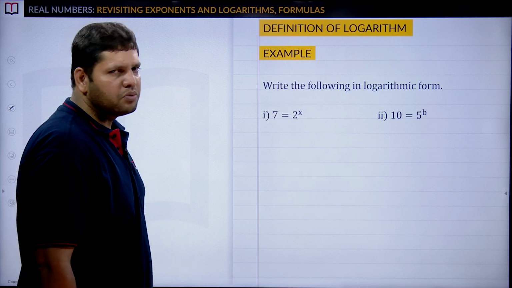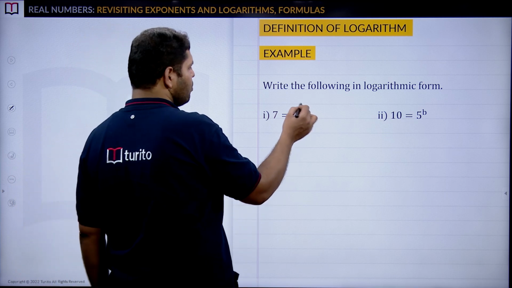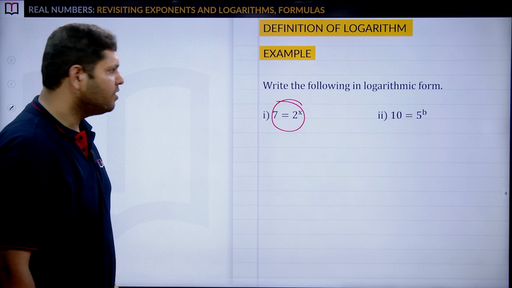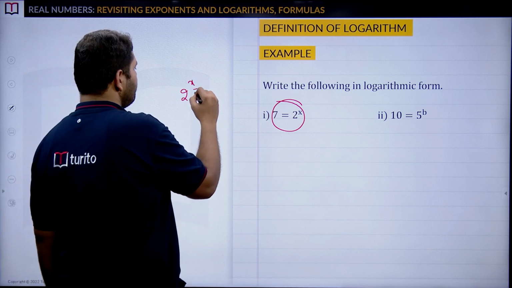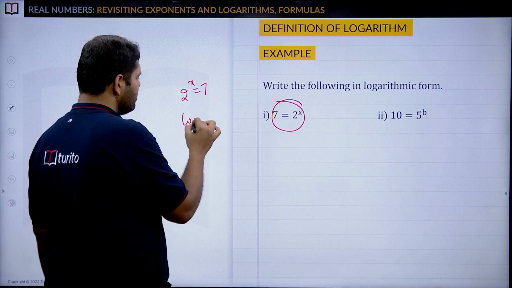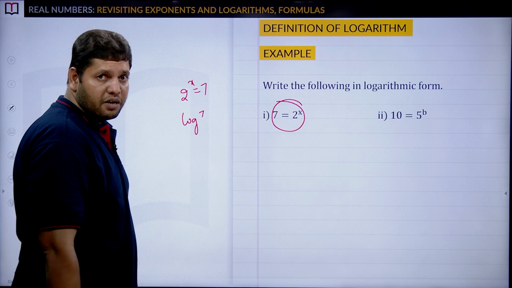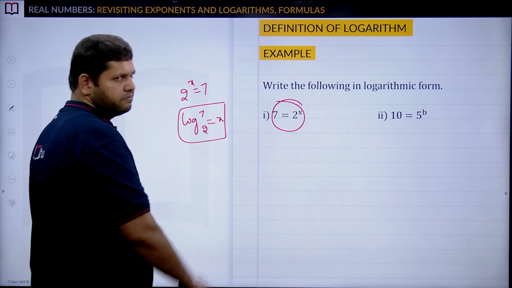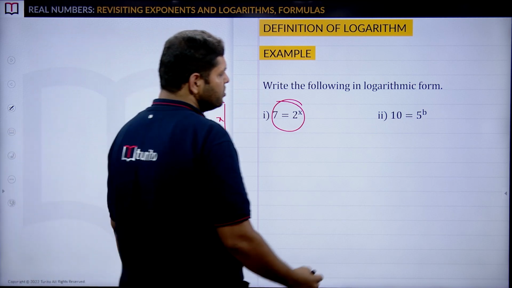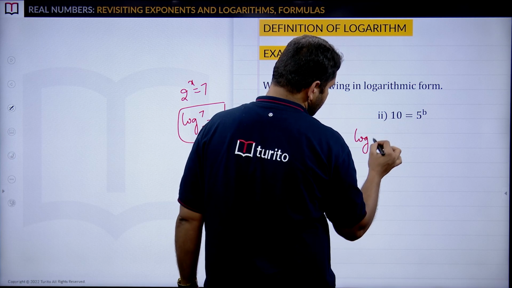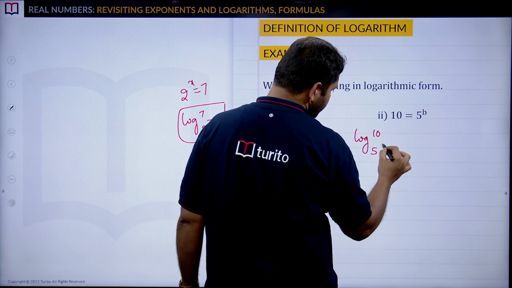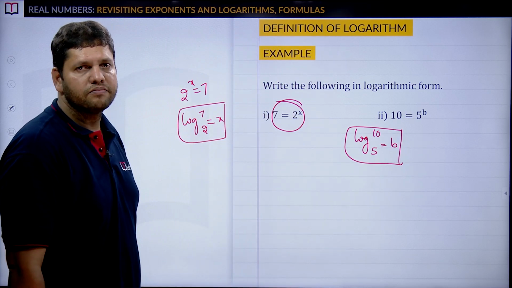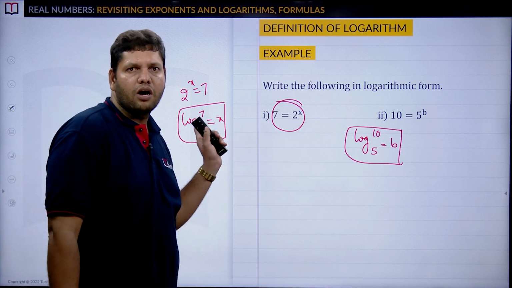Next, children, look here, we will do some small questions. 7 is equal to 2 to the power of x. I want to write it in logarithm form. Tell me, children, how can we write it in logarithm form? We can write log 7, here the base is 2, so this is equal to x. Okay. Next, 10 is equal to 5 to the power of b. How can we write this? Log 10 with base 5 is equal to b. This is the answer, children. It is exponential form and it is logarithm form.